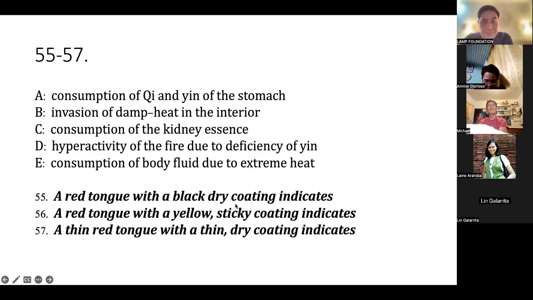Geographic tongue. Geographic. Okay, what about letter C, consumption of the kidney essence? Yan ang wala. Ano sa palagay nyo? Kidney essence, anong itsura? Naubos na yung kidney essence. Kidney essence deficiency. Mayroon ng depression sa root. Wala ng coating, nagdi-depress na yung root. So I want you to Google that or look at our notes that is in our books.